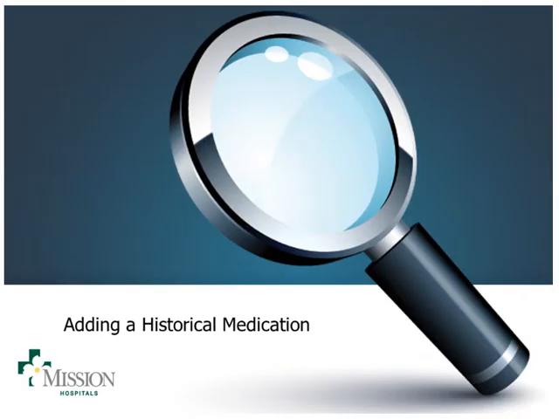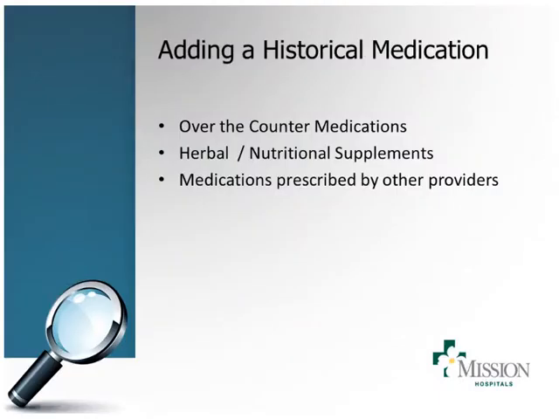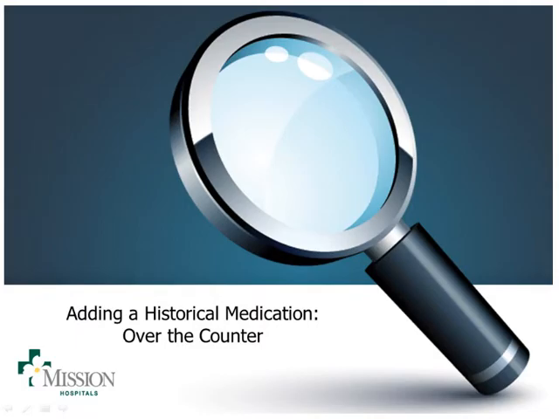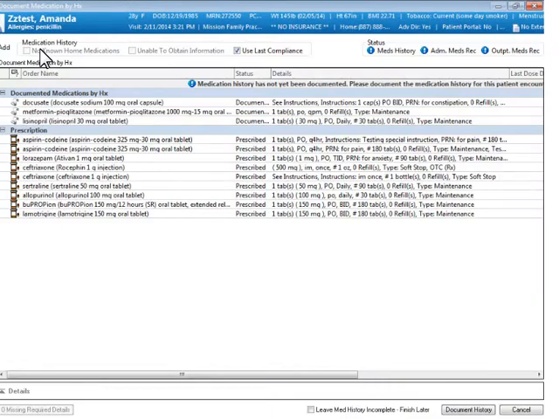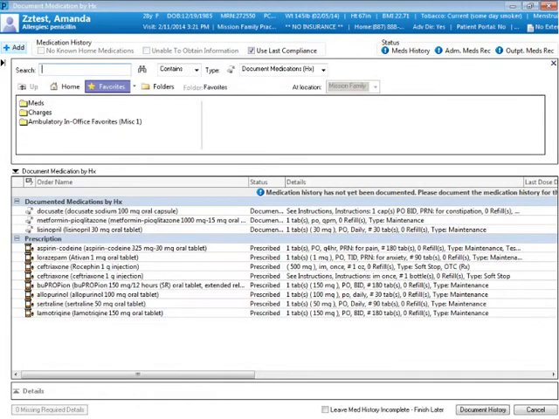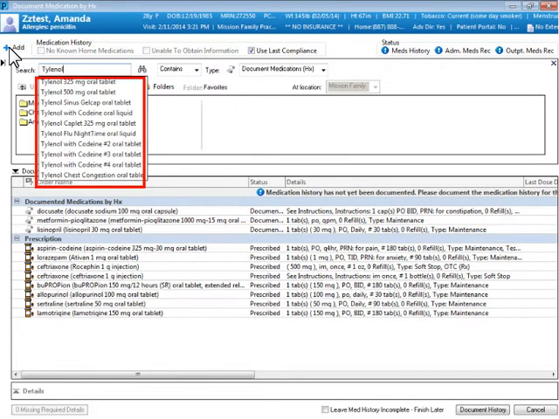Adding a historical medication. If a patient tells you that they are taking an over-the-counter medication, herbal supplement, or a prescription med that is not already listed, you will add it from the Document Medication by History screen. Adding an over-the-counter medication. To add an over-the-counter medication, click the Add button. In the search field, type the name of the medication, for example, Tylenol. A quick fill list displays where you can select from the options displayed or click Enter to see more options.